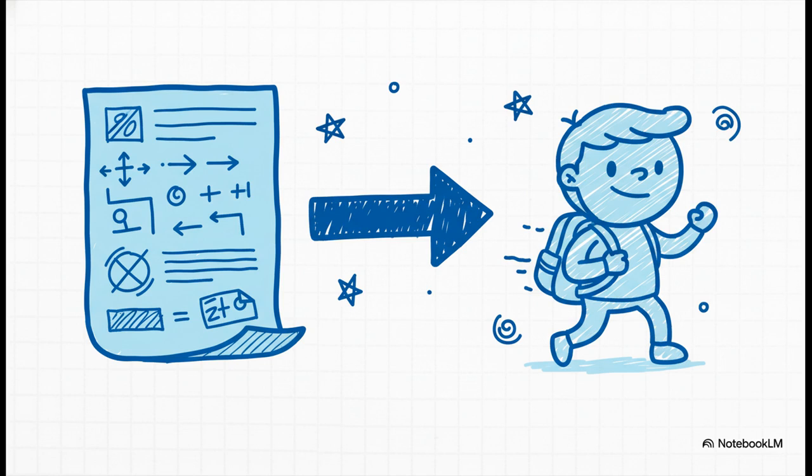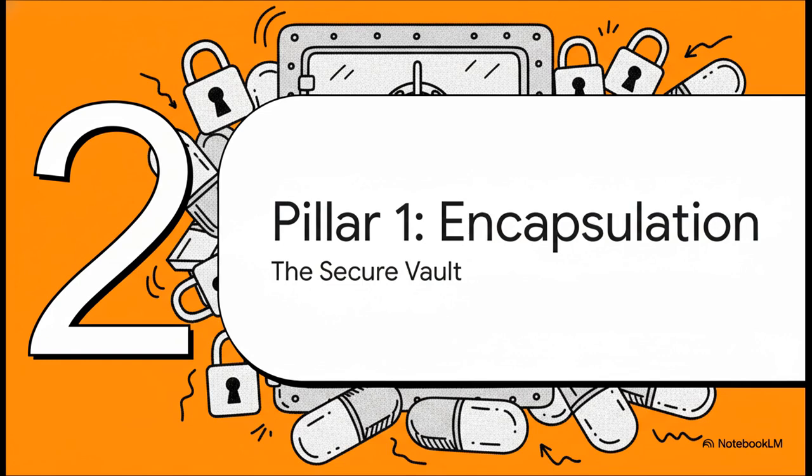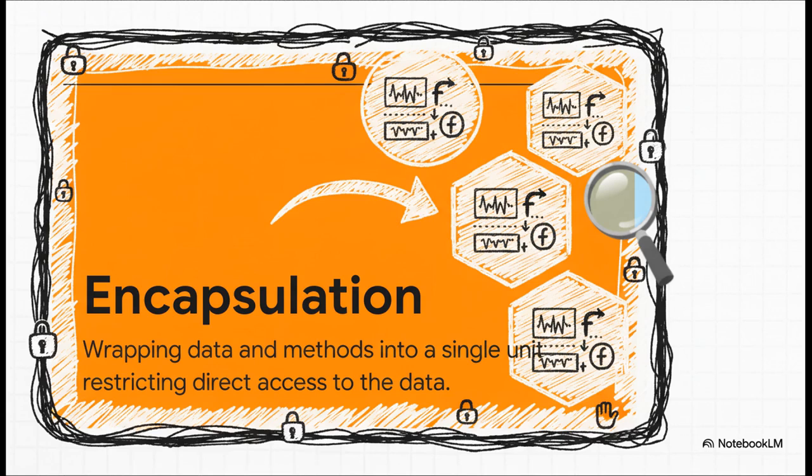All right, let's tackle our first major pillar, encapsulation. Honestly, the best way to think about this one is to picture a secure vault, or maybe a time capsule. It's all about bundling important things together and protecting them from the outside world. So what does that actually mean? Well, it's really a two-part idea.